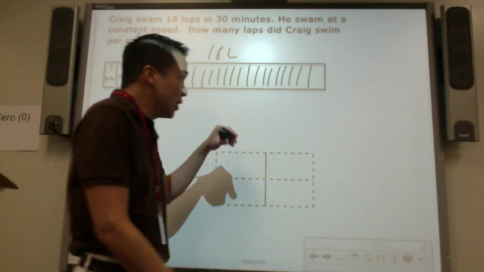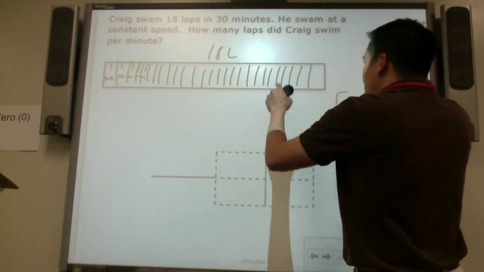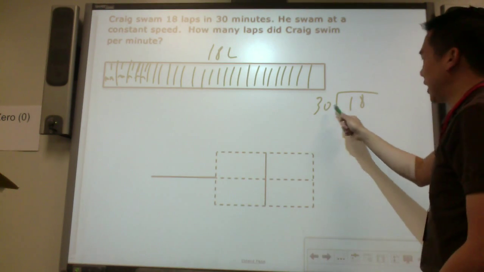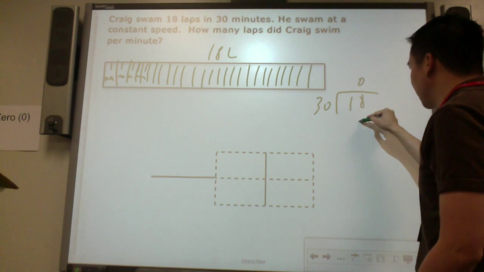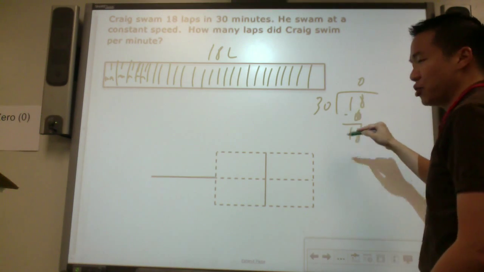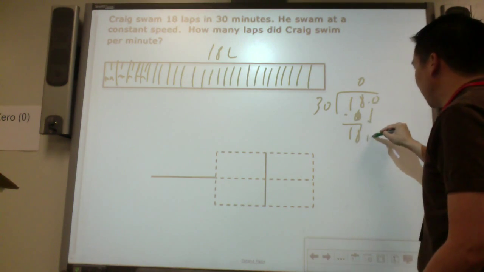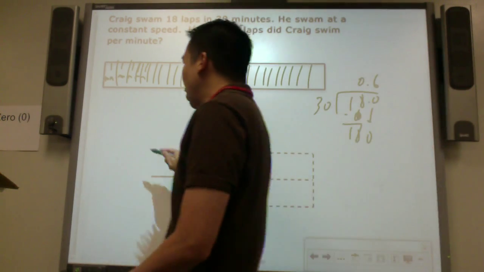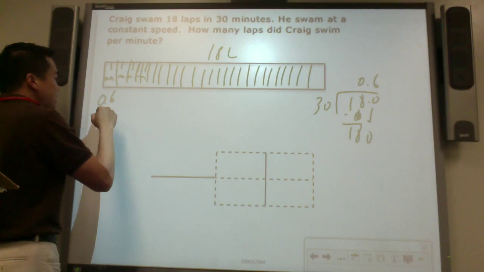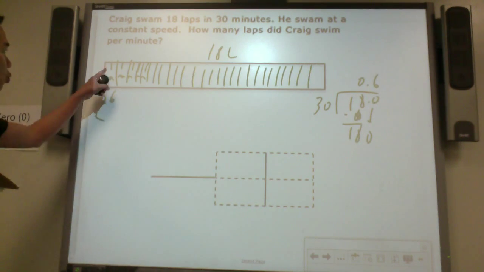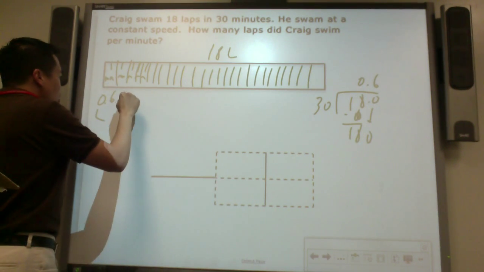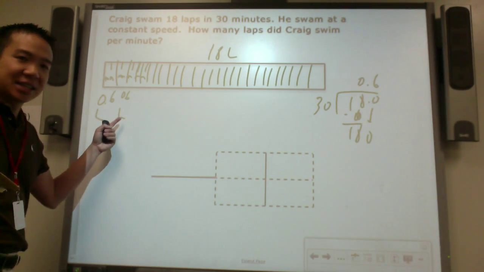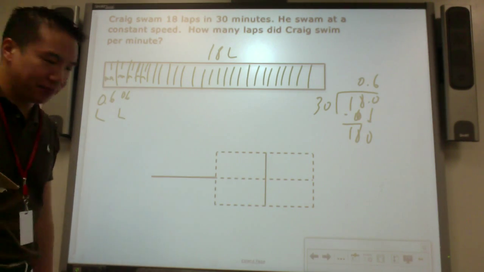So I have 18 laps that's broken down into 30 parts. Can 30 go into 18? I don't think so. 0 times. We don't allow remainders here. Add a point 0. How many 30s go into 180? 6 groups. So there are 0 and 6/10 laps for every 1 minute. So 0.6 laps per minute.